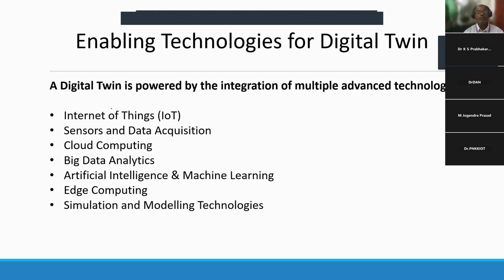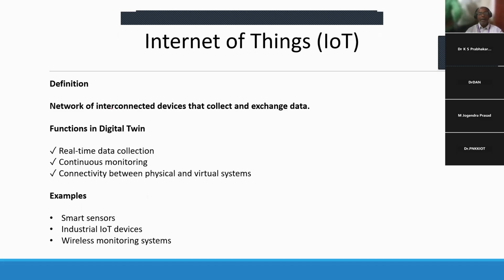Basically, these are an integration of multiple advanced technologies. For example, IoT, sensors and data acquisition, cloud computing, big data analysis, AI, ML, edge computing, and simulation and modeling technology. We need to understand a little bit about these enabling technologies, then only can we choose among them.